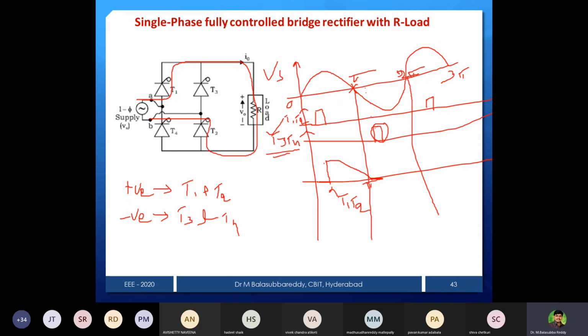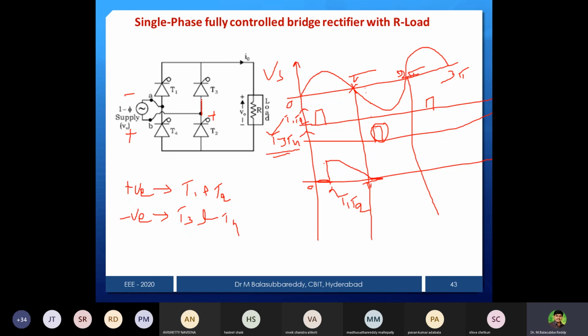That is the reason, like 0 to alpha, no device is conducting. If no device is conducting, output is 0. 0 to alpha, no device. Again pi to pi plus alpha, no device. And then again, what will happen? You can see here at pi plus alpha, there is a pulse to Ig3 and Ig4, meaning T3 and T4. Then this is the negative half cycle, minus and plus. What is the current direction? This one is plus, no?